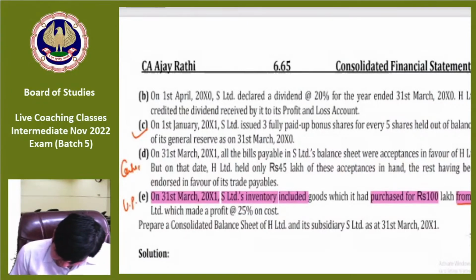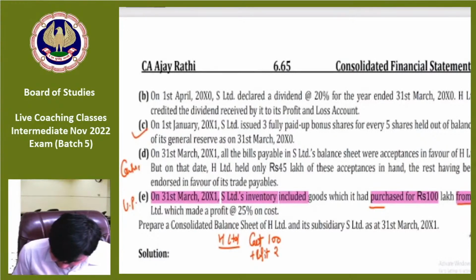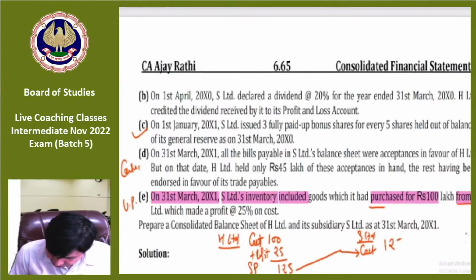See, purchase for rupees 100. It means 100 is the sales price in the hands of H. So H Limited has its cost, and if that is 100, it books profit at the rate of 25% of cost, that is 25, then it becomes 125. Such is the sales price for H Limited, and in the hands of S Limited this is cost. 125 becomes cost.